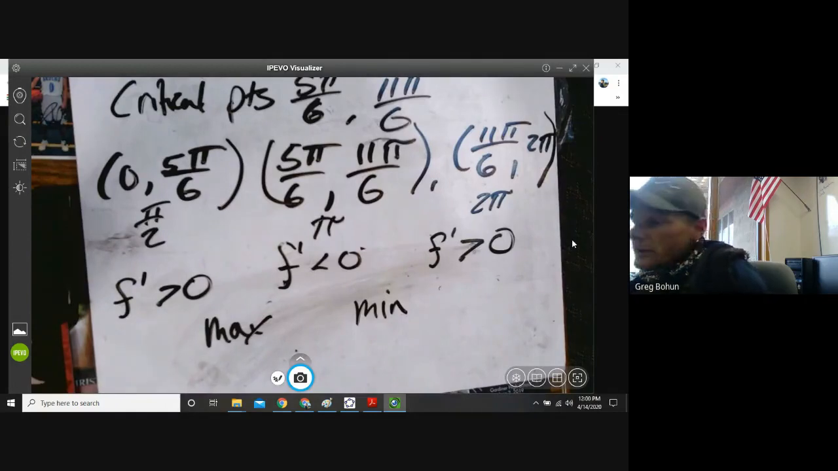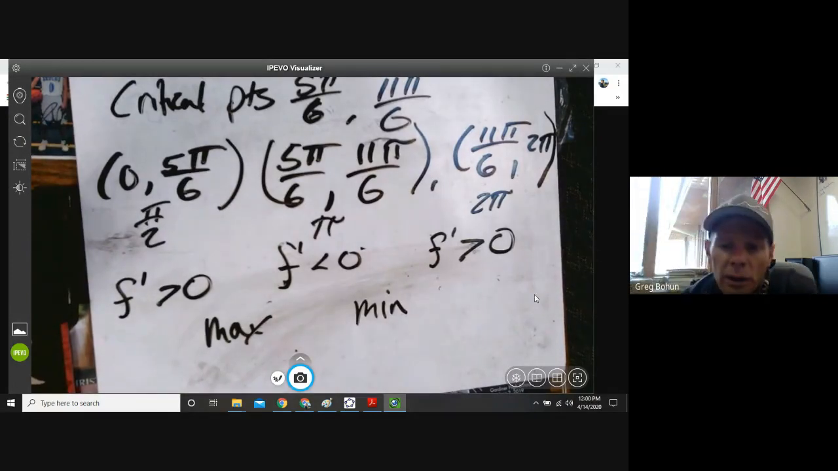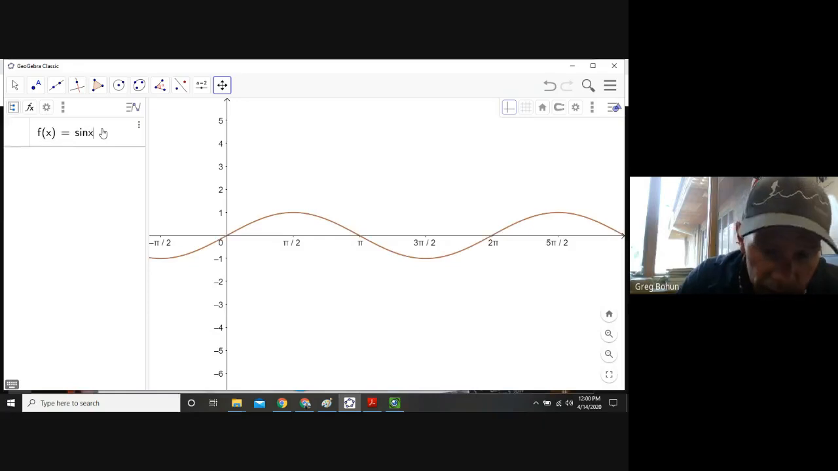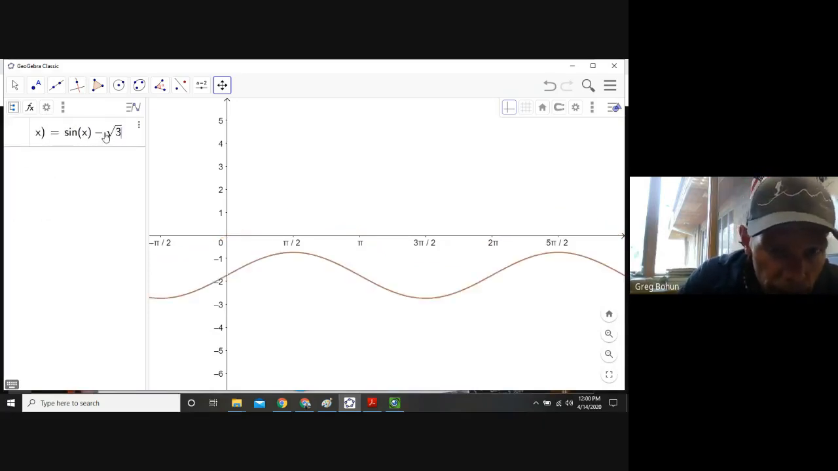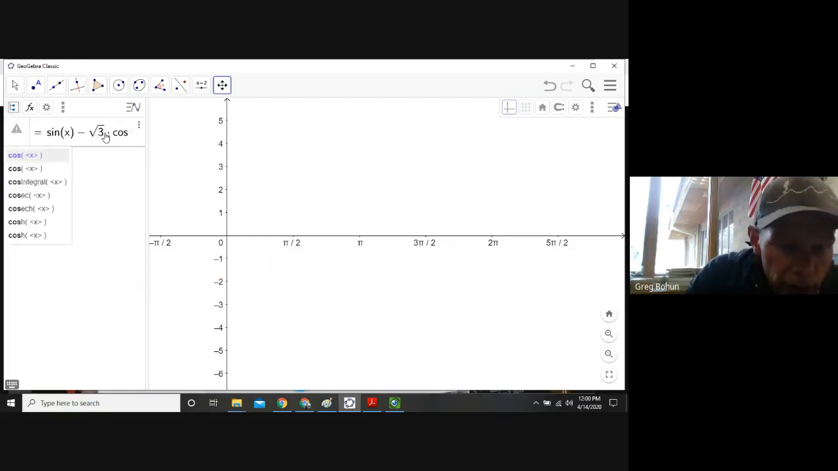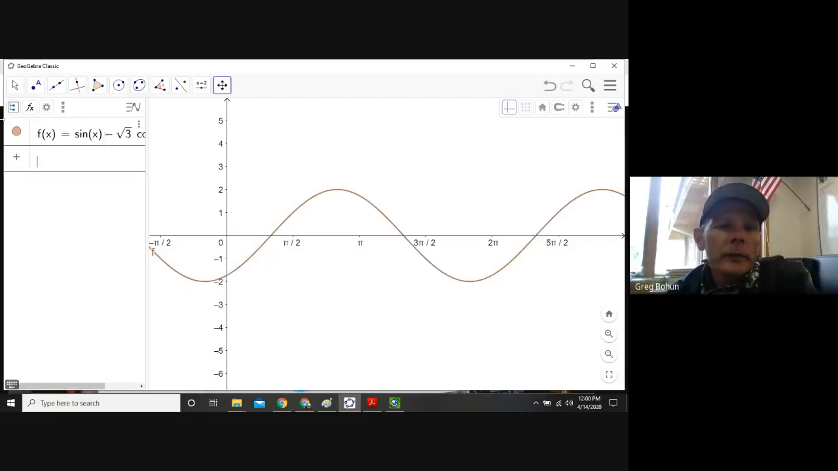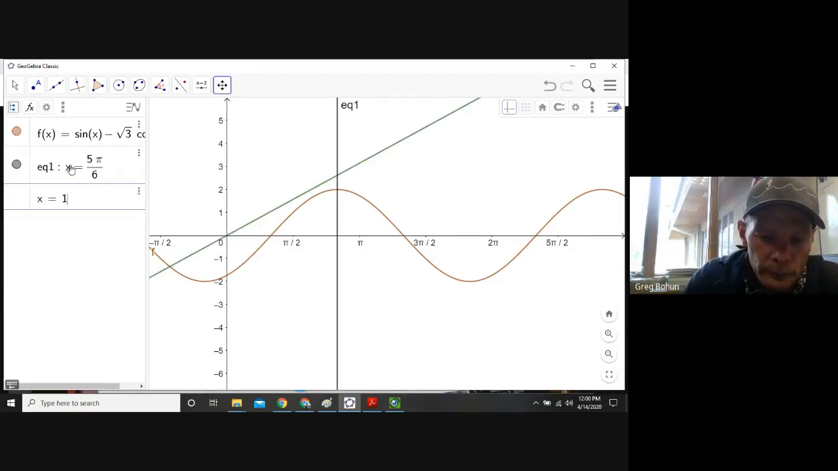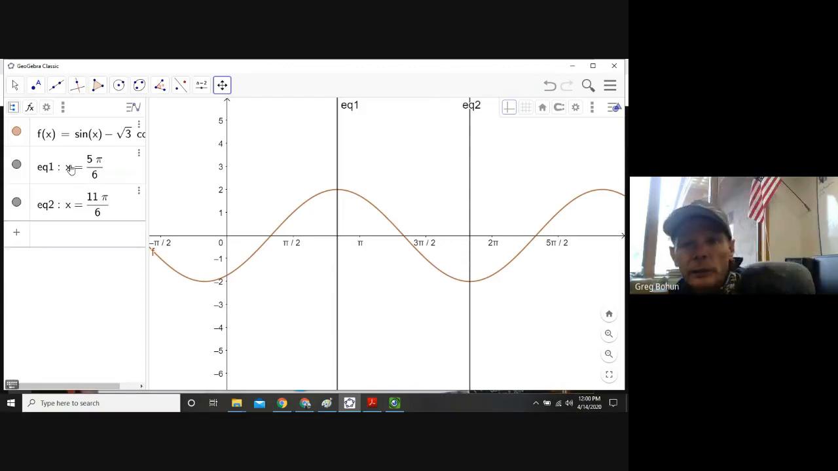That's that. Let's throw the function on GeoGebra and see that we have done things correctly. F of x equal to the sine of x minus square root of 3 times the cosine of x. There we go. I'll put my lines at my critical points. And we were right. We do have a max right here at 5 pi over 6 and a minimum right here at 11 pi over 6.